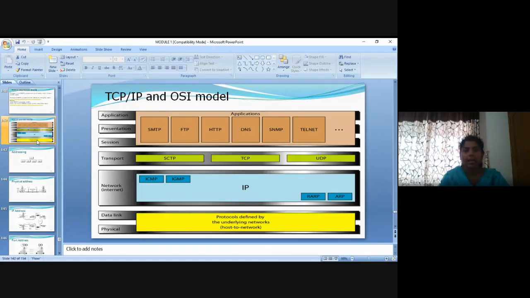Now, the next layer is the network layer or the internet layer. There you can see the main protocol is the IP, that is Internet Protocol, and it is supported by 4 other protocols called ARP, RARP, ICMP, and IGMP. So the protocols supported by the network layer in TCP/IP are the Internet Protocol, ARP, RARP, ICMP, and IGMP.